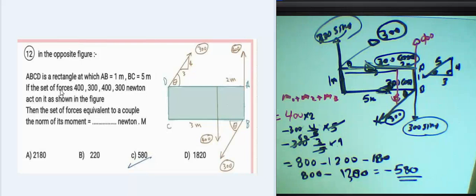But he asked about the norm of the moment of the couple, which means the absolute value of negative 580, and it will be 580. Asked about the norm of its moment, it will be 580 newton meter. The norm of the moment of the two cables equals 580 newton meter.